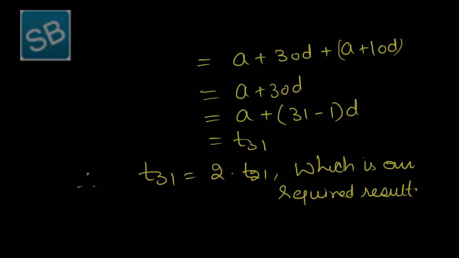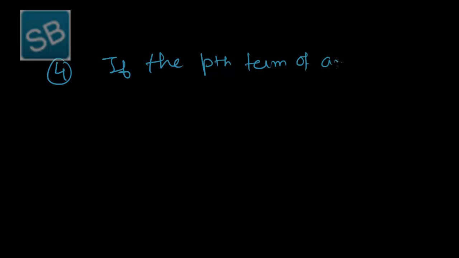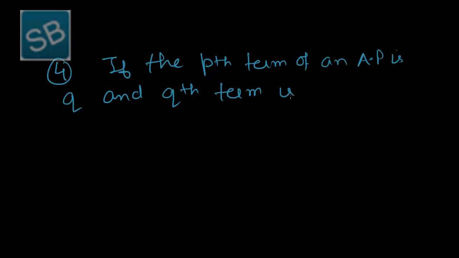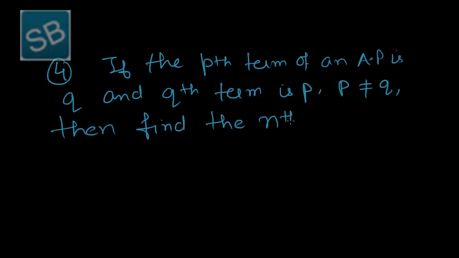Now the next problem is: if the pth term of an AP is q and the qth term is p, and p is not equal to q, then find the nth term of the AP.